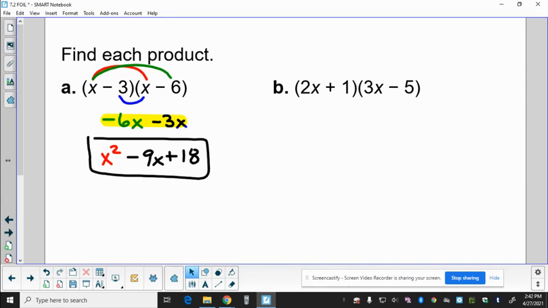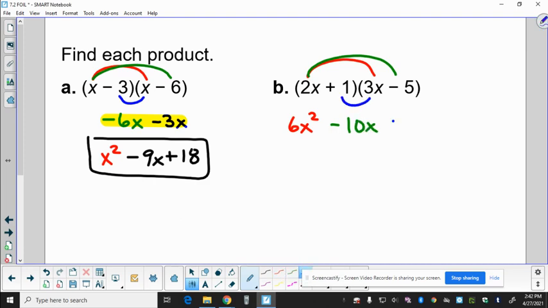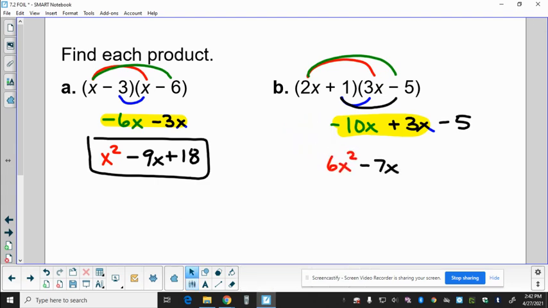Next problem. 6x squared. Multiply. Next distributive property. Finish that distributive property. Check for like terms, and we have them right here. What do we get? That'd be negative 7x. Let's put the other terms in here, and we have our answer.